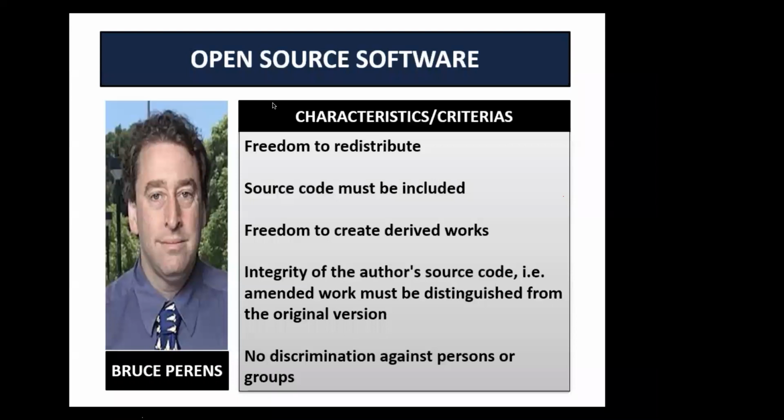Fifth, no discrimination against persons or groups. The license must not discriminate against any person or group of persons. In order to get the maximum benefit from the process, the maximum diversity of persons and groups should be equally eligible to contribute to open source. Therefore, any open source license is prohibited from locking anybody out of the process.